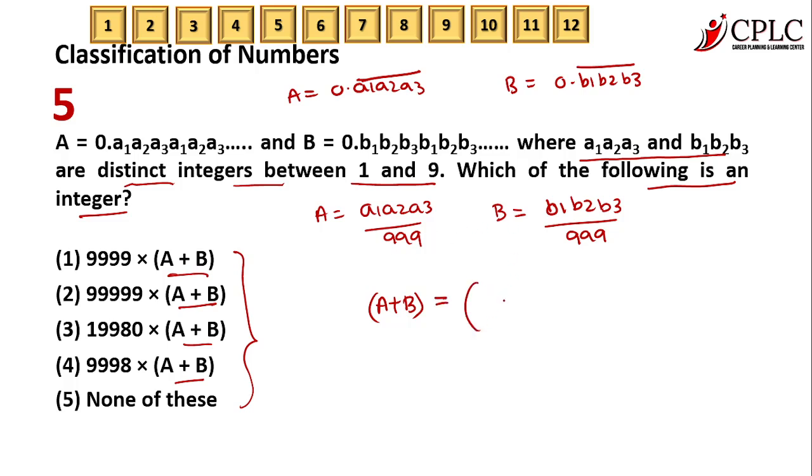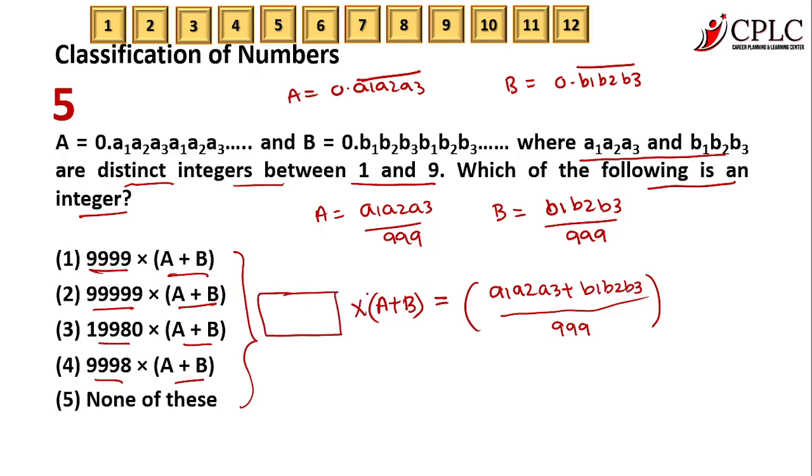So if we add these two, since the denominators are the same, the numerators will be added, and we get a1 a2 a3 plus b1 b2 b3 upon 999 as the sum. And also one more thing that is happening, that each of these numbers is multiplied with a number a plus b. Every time a plus b is multiplied with a number. So obviously if we multiply here on the left side, it should also be multiplied here on the right side.